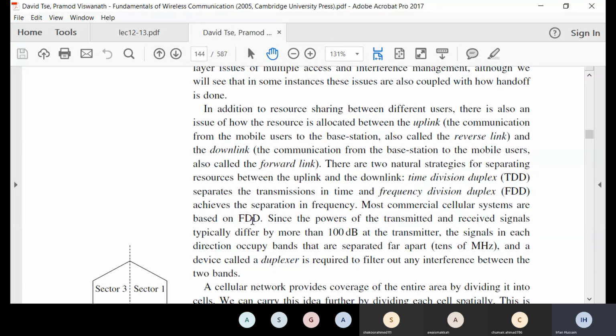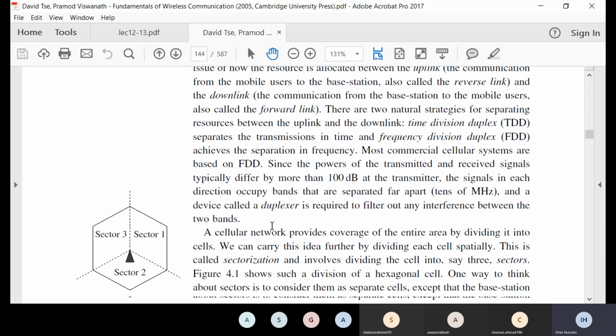Most are FDD, frequency division, which means uplink has a certain set of frequencies, downlink has a certain set of frequencies, and they are uncorrelated. They are far apart. Their gap is much greater than the coherence bandwidth. That is why there is no correlation between their channel coefficients in FDD. And the transmitter and receiver powers differ by 100 dB, because received signals are very small and transmitted signals have large power at the base station. So we will be focusing on frequency division duplex systems.